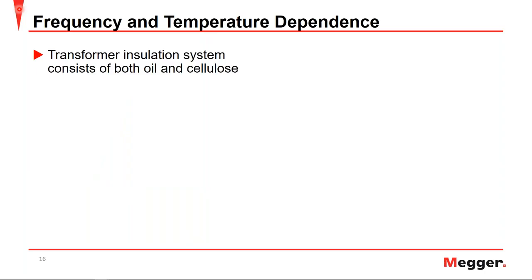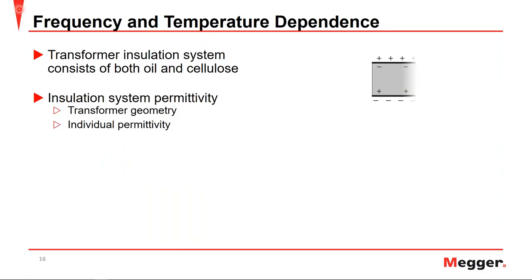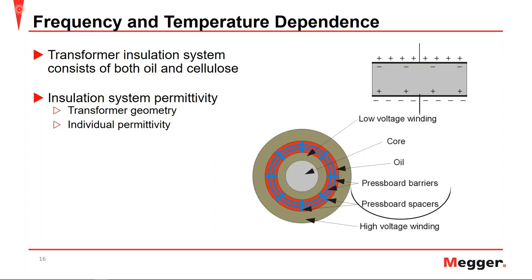When we talk about transformer insulation in particular, we know that it consists of both oil and cellulose. And an insulation system's permittivity is dependent on the transformer's geometry and individual permittivity. Taking a look at this diagram, you can see we have the low voltage windings here and the high voltage winding here, and separating them, you have your oil, press board barriers, and press board spacers. So this again highlights the capacitive nature of the insulation, where you have two potentials separated by your dielectric.